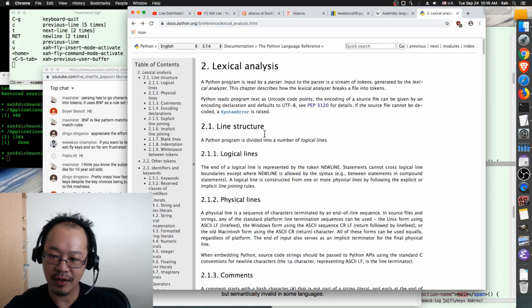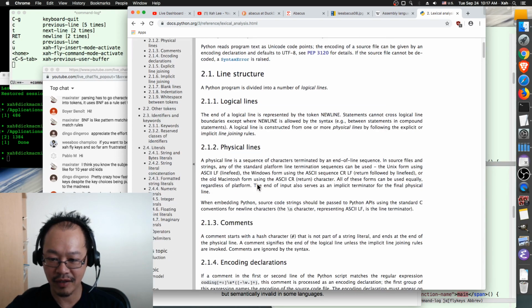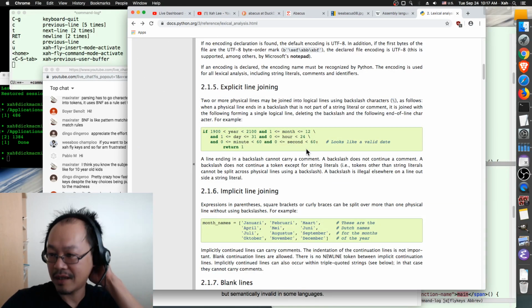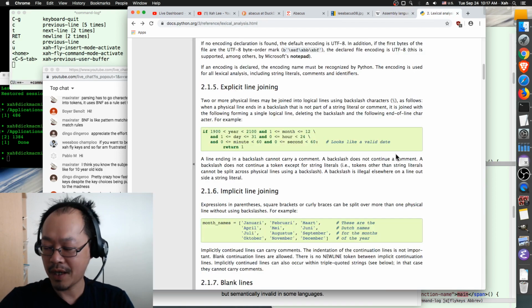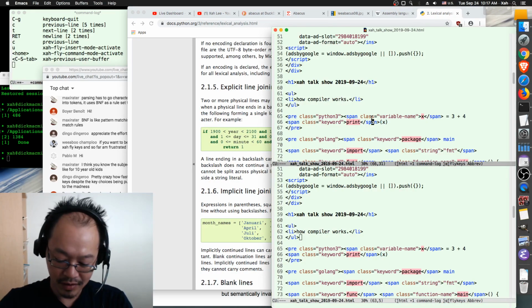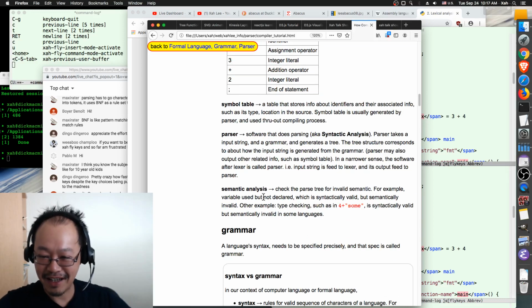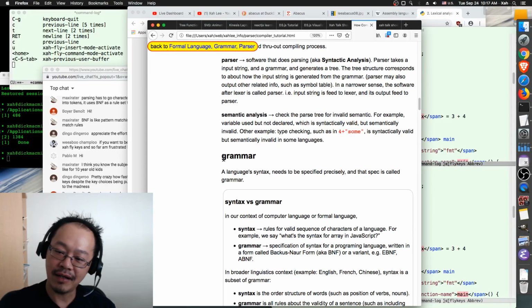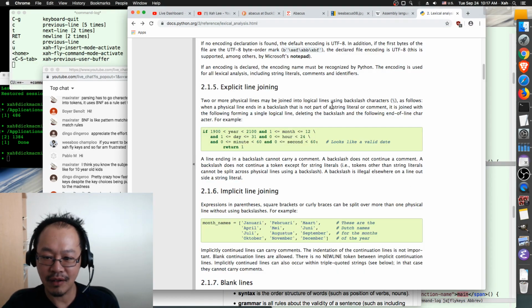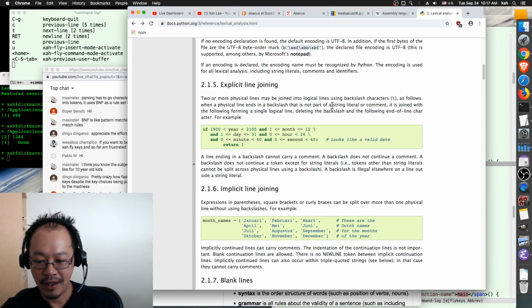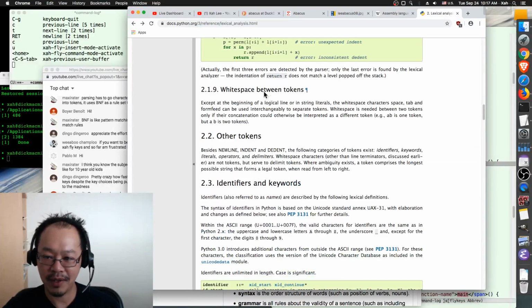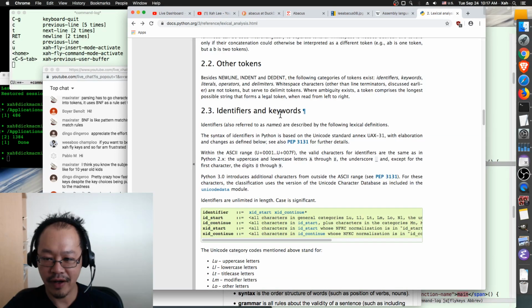So anyway, go back to reading the Python documentation. You have line structure, logical lines, physical lines, comments, and so on. That's a practical thing about parsing. Okay, it looks like I'm lost again. So, tokenization. Then let's see grammar. Let's go back to the Python documentation: white space between tokens, other tokens, identifiers, and keywords.